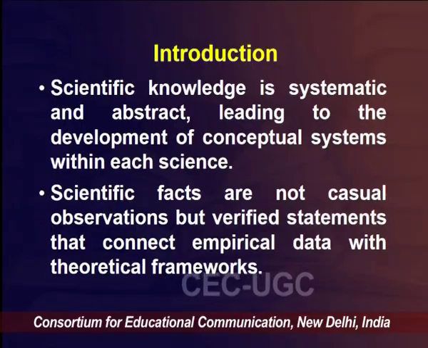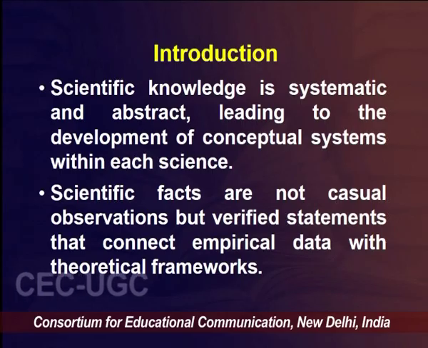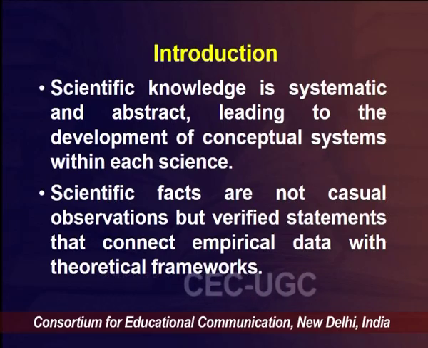So, to begin, we know scientific knowledge is systematic and abstract, leading to the development of a conceptual system within each science. Scientific facts are not casual observations, but verified statements that connect empirical data with a theoretical framework. So, what we observe is just a part of it. Now, whatever reality we observe, all the realities are not reproduced as they are. The researcher abstracts from that reality those significant parts which would then lead to theory formation. So, concepts basically link reality with theory, and therefore, observations in science are guided by existing knowledge structure, meaning scientists selectively focus on certain aspects of reality rather than studying phenomena in their entirety.